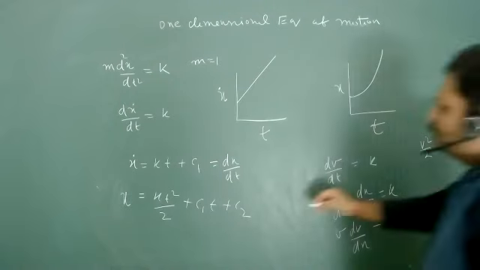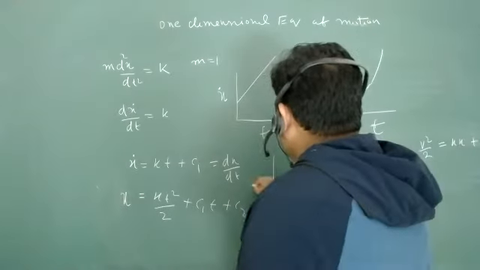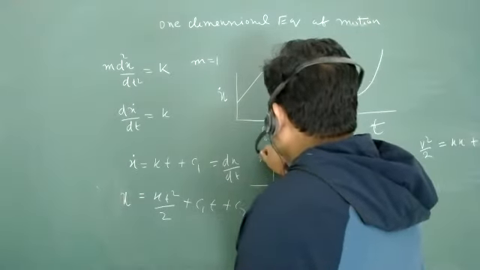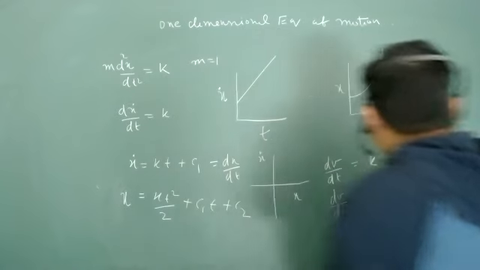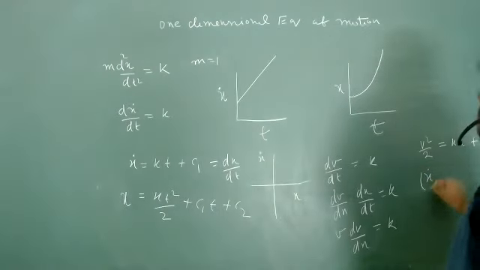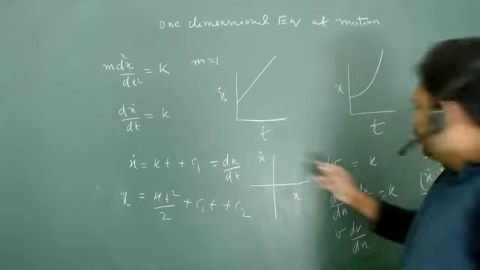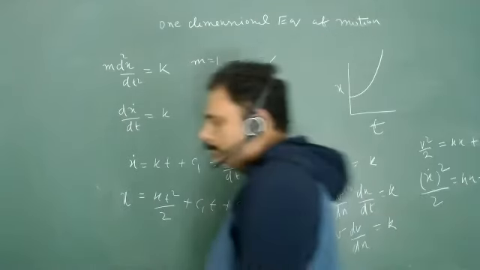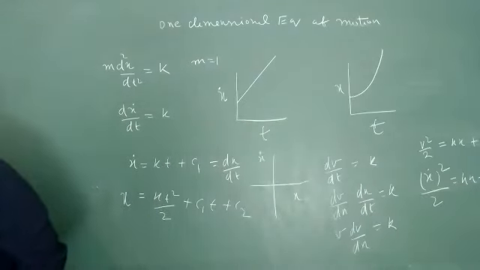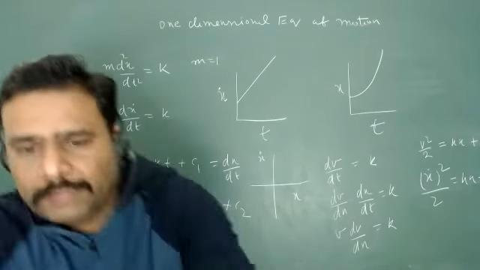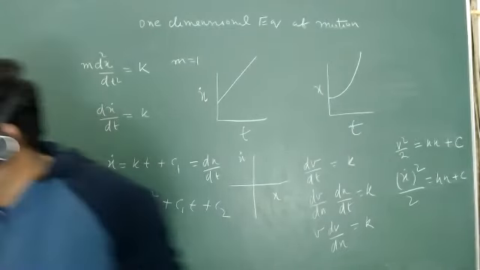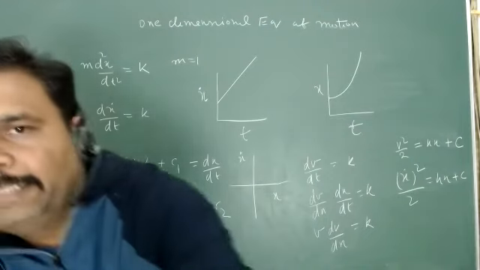So what will be the relationship between v and x? X dot versus x. Here v is nothing but x dot. So this is x dot square by 2 equal to kx plus c, isn't it? What is this shape? Parabolic. Parabolic in nature.